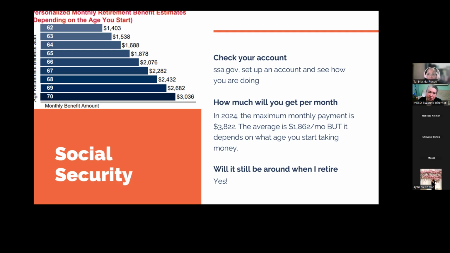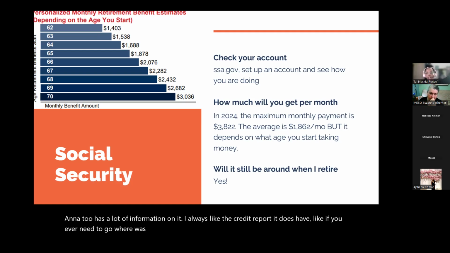It's just a good idea to sort of figure out where you are and where you're going. And it too has a lot of information on it. I always like the credit report. If you ever need to go, oh, where was my job then? How much money did I make? There's a good kind of data info if you are filling out applications and stuff and need it.